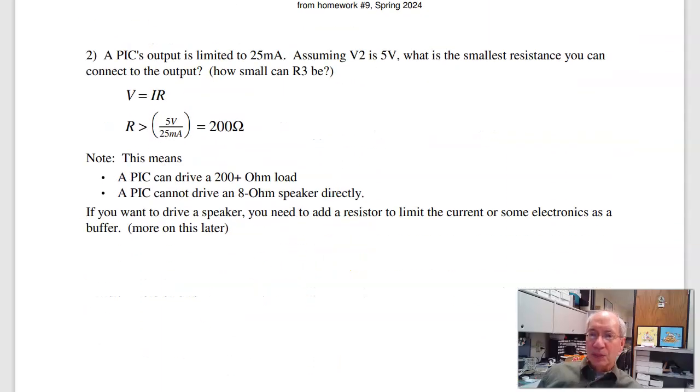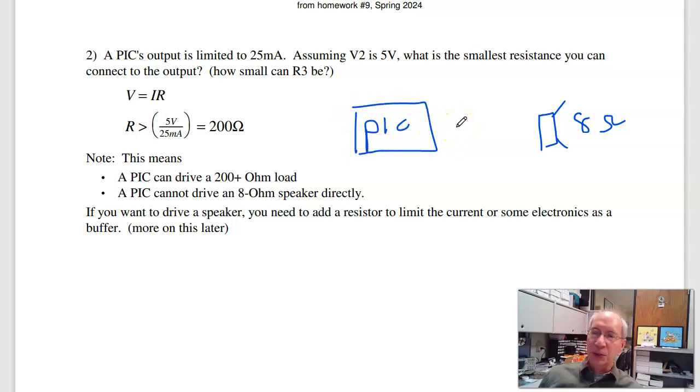Problem 2. The output pins on a PIC are limited to 25 milliamps. What that means is, from V equals IR, I can drive a resistance of 200 ohms or more. If I have an 8 ohm speaker that I want to drive, I can't drive that directly from a PIC. A PIC can't drive 8 ohms at 5 volts. 5 volts at 8 ohms is 625 milliamps. If I want to do that, I need to add a 200 ohm resistor in series, which is 192 ohms, because of 200 ohms. That limits the current, saves the PIC. That's going to give you a really quiet speaker.